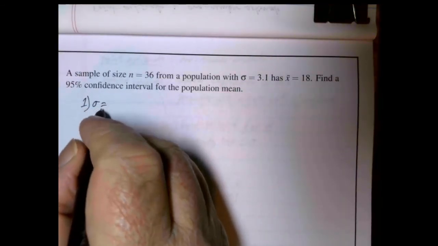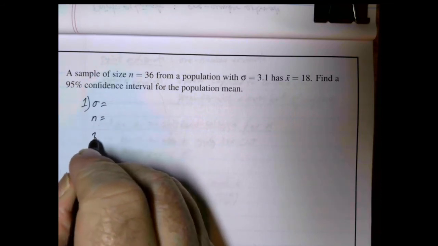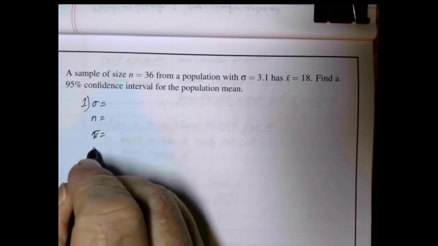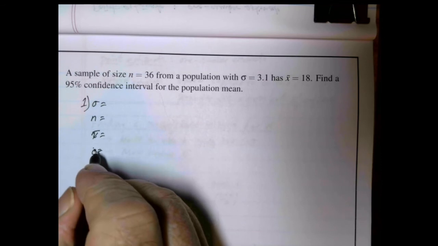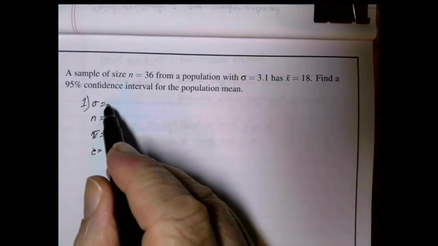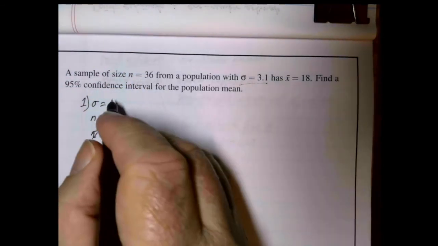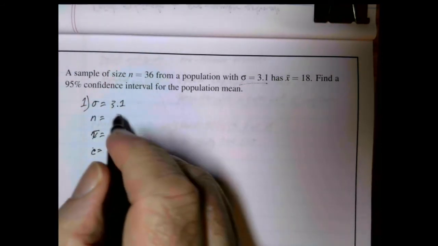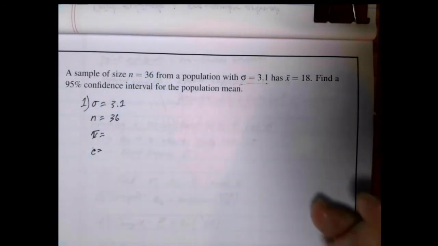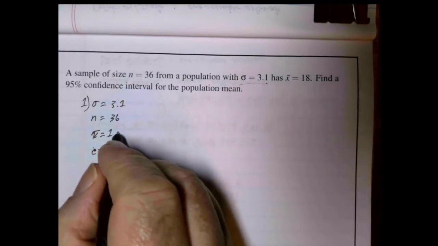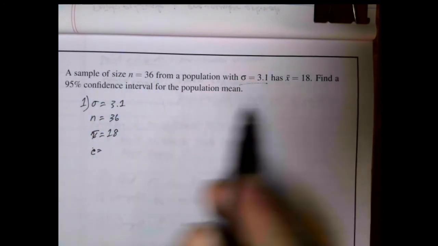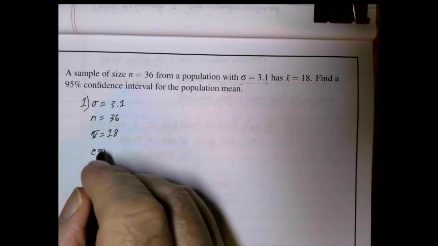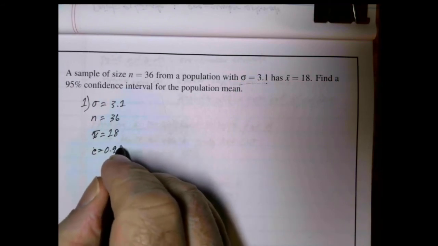I'm going to need sigma, n, x bar, and C. Sigma, the population standard deviation, has to have been given to you. N, that's 36 here, the sample size. X bar is given to us, it's 18. And C is the confidence level, and of course here I have to write it as a decimal.